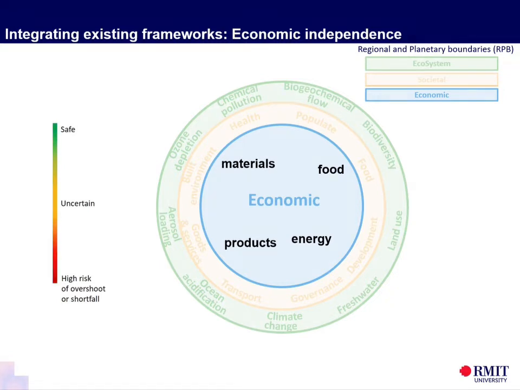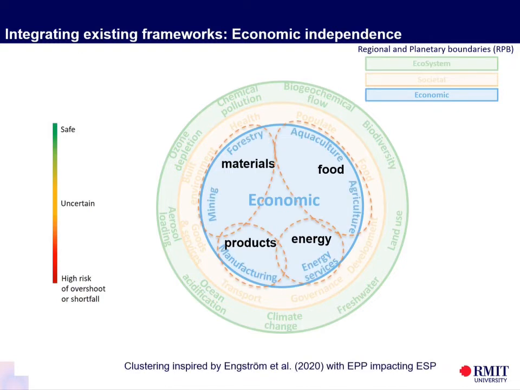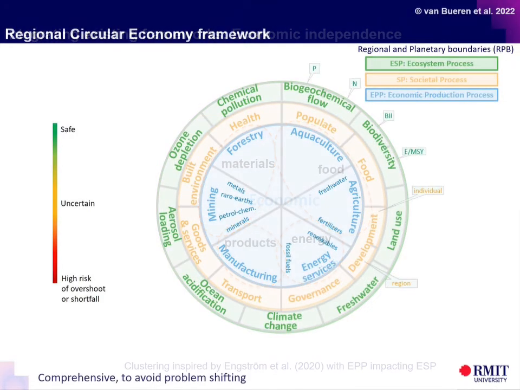The vital resources come from economic production processes, of which the Regional Circular Economy framework focuses on 6: aquaculture, agriculture, energy services, mining, and forestry. These economic production processes are the most interconnected with societal needs and ecosystem impacts. This completes the Regional Circular Economy framework with 23 processes.